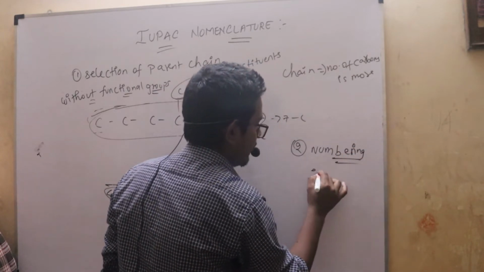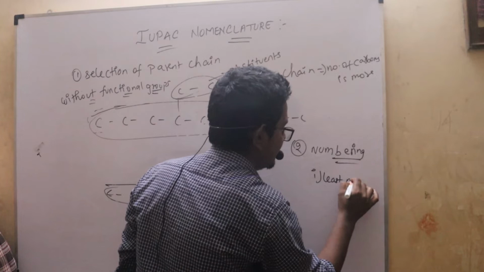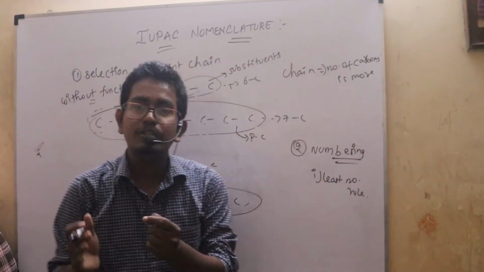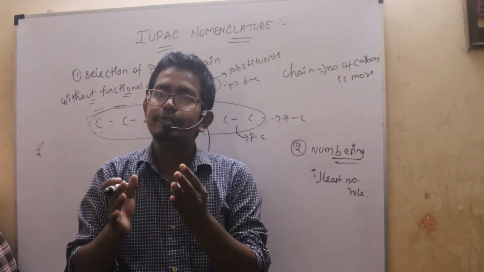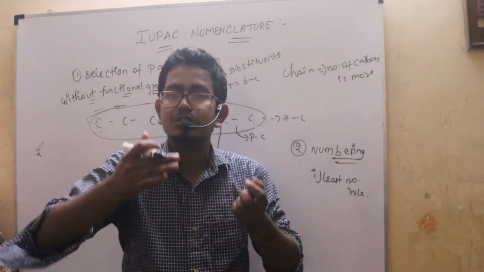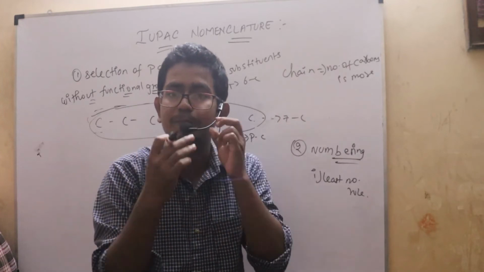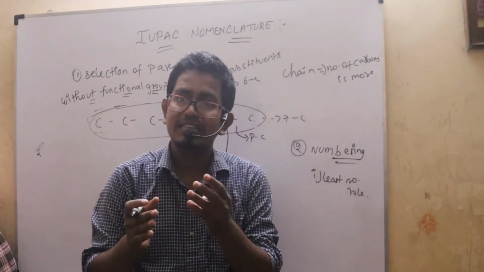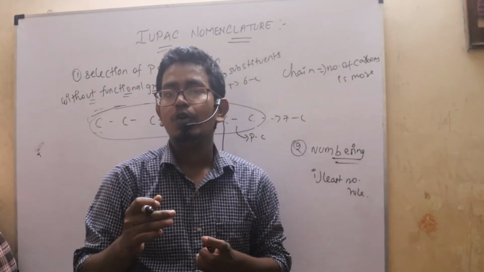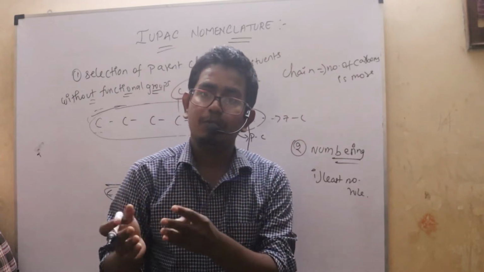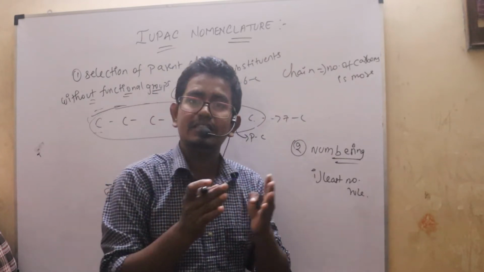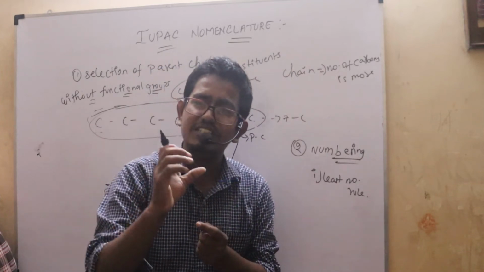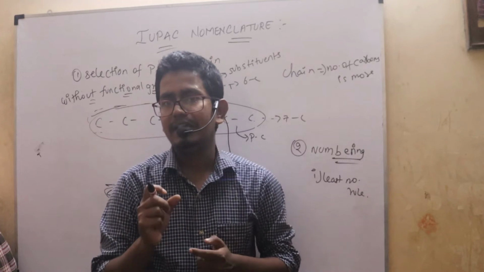First, we should follow the least number rule. Least number rule means we should give the number in such a way that the substituent present in a compound should get a lower number, the least number. If we give the number in that way, in which the substituent gets the lower or least number, then the numbering will be correct.